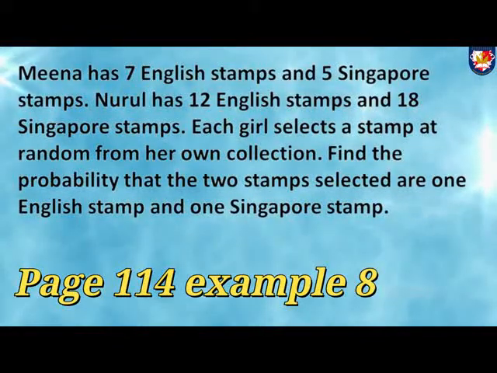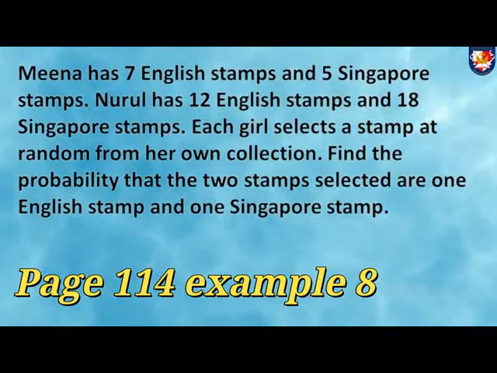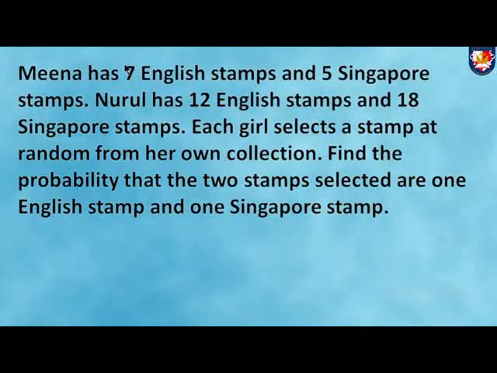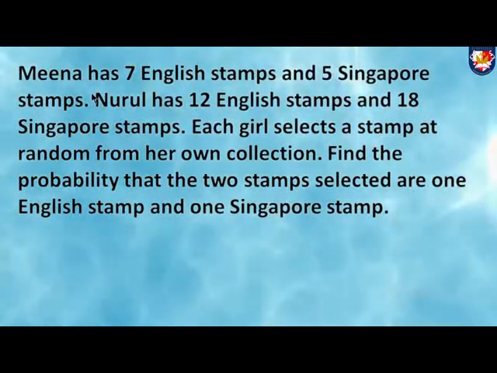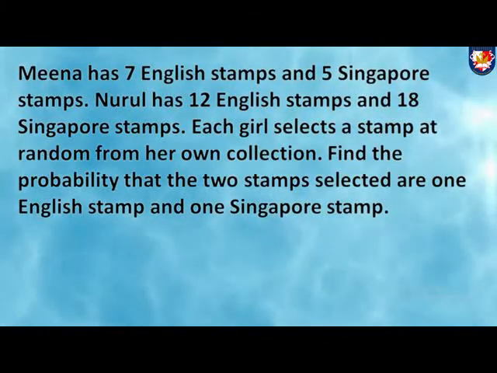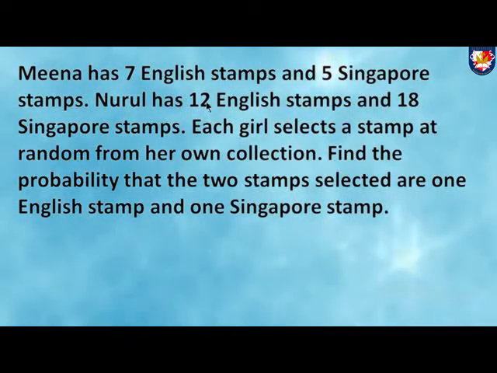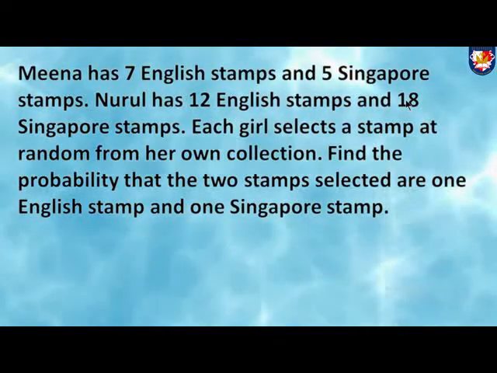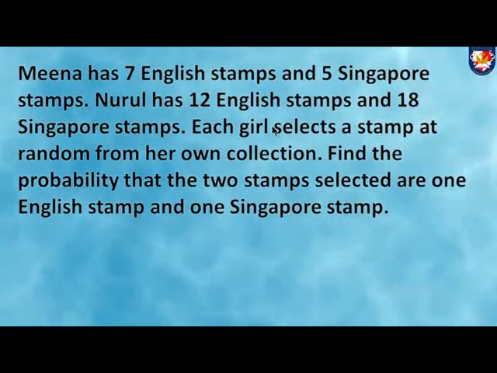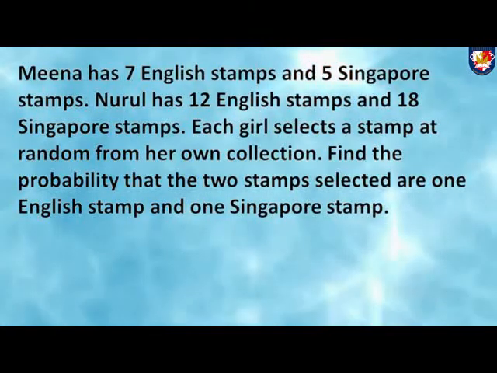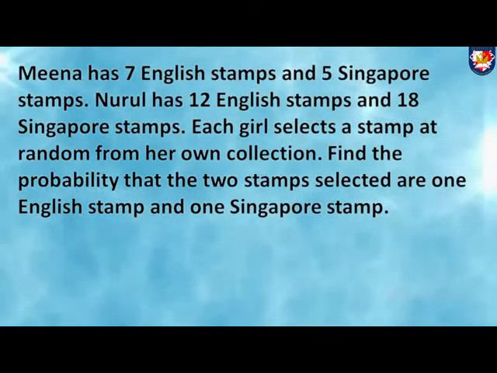Next question. Mina has 7 English stamps and 5 Singapore stamps, so Mina has 7 plus 5, 12 total stamps. Nurul has 12 English stamps and 18 Singapore stamps, so Nurul has 12 plus 18, 30 total stamps. Each girl selects a stamp at random from her own collection. Find the probability that the two stamps selected are one English stamp and one Singapore stamp.